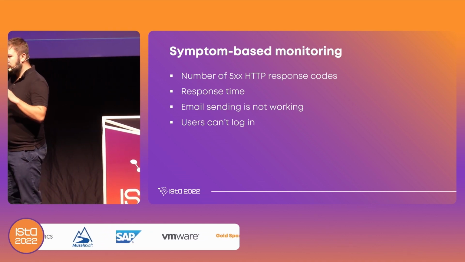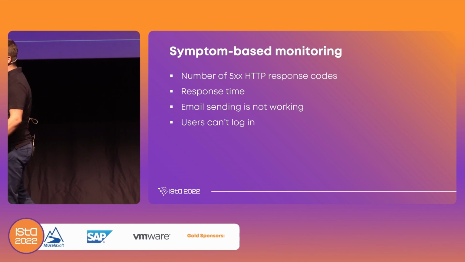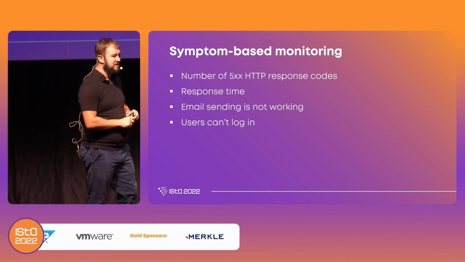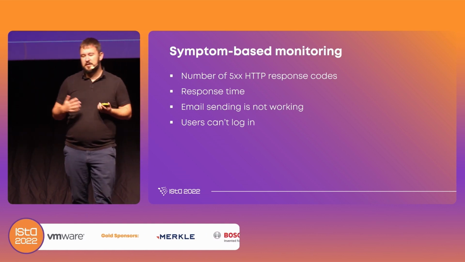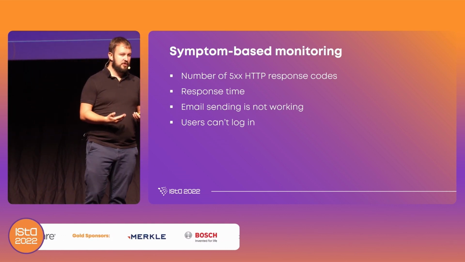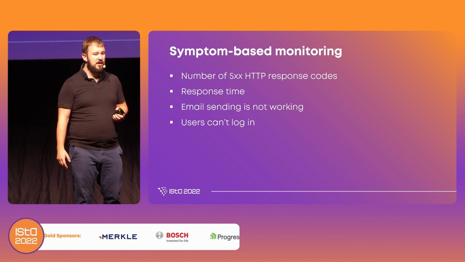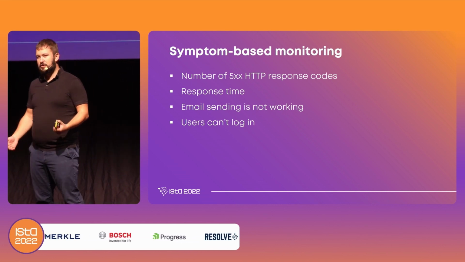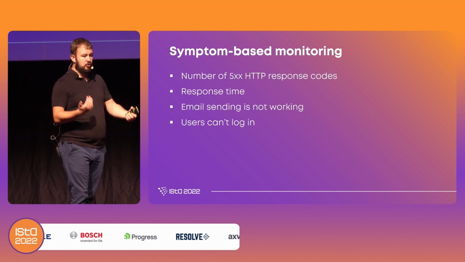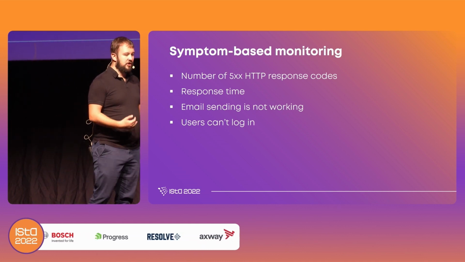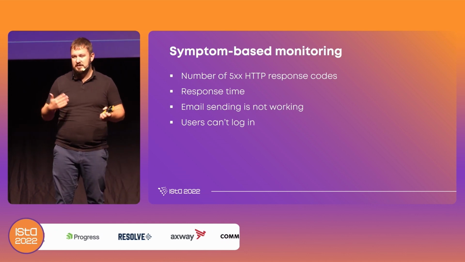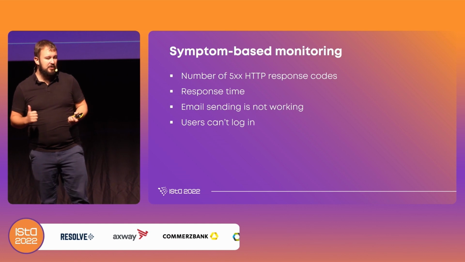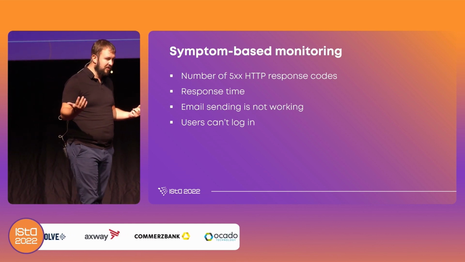And there are a couple of ways to think about alerting. The first view that you can look at your alerting through is symptom-based monitoring. Symptom-based monitoring is when you monitor the symptoms of failures. One symptom may be the number of 500 response codes in your requests, or increased response time, or your email sending is not working. This is a symptom that can have multiple causes. Or your users cannot log in. It's again a symptom of a problem.